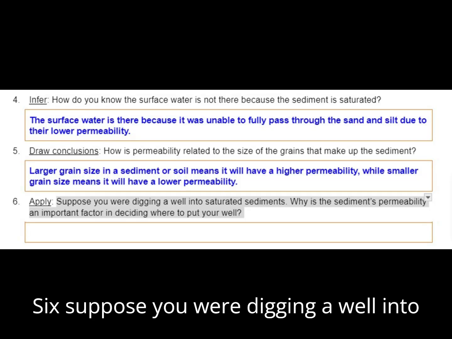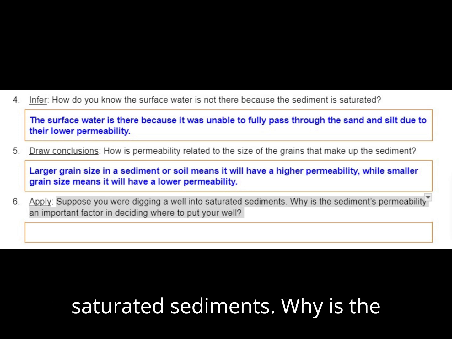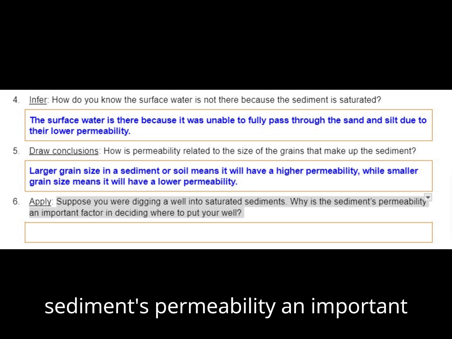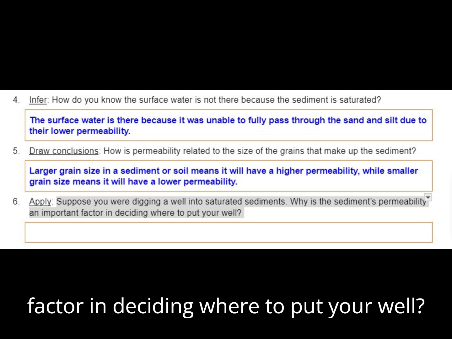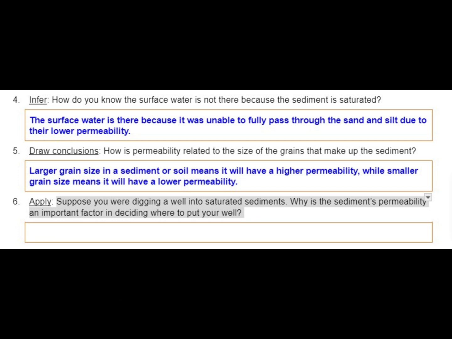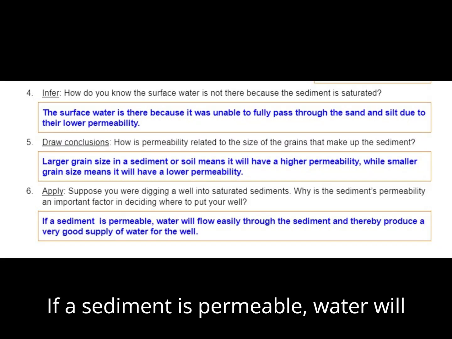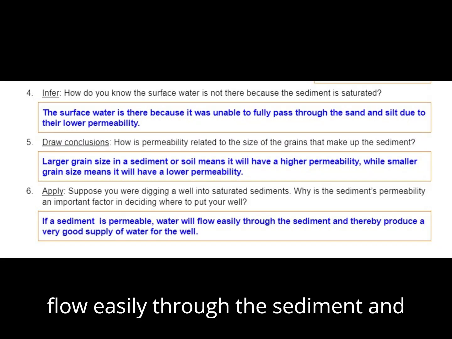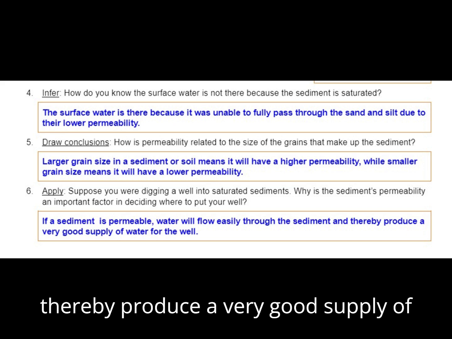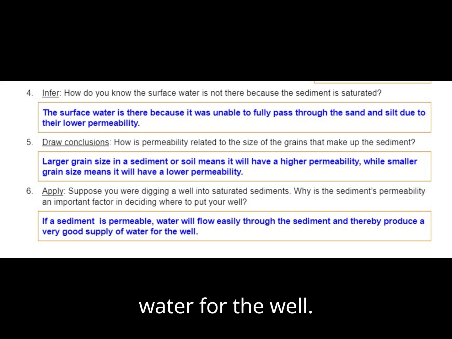6. Suppose you were digging a well into saturated sediments. Why is the sediment's permeability an important factor in deciding where to put your well? If a sediment is permeable, water will flow easily through the sediment and thereby produce a very good supply of water for the well.